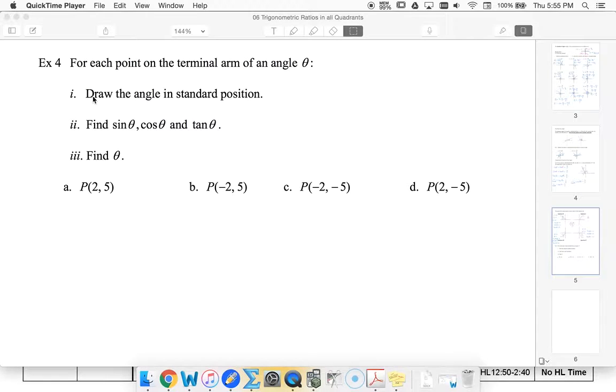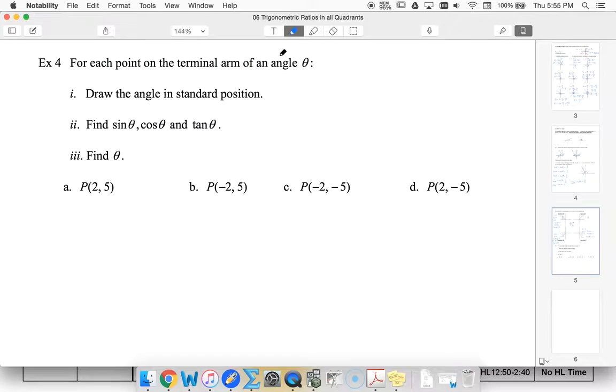Okay, so now we're going to look at points on a terminal arm of an angle. So we're going to draw our angle in standard position and then find the sine, cosine, and tangent values for that. And we're going to think about our CAST rule for this as well. So let's start with our point 2, 5.